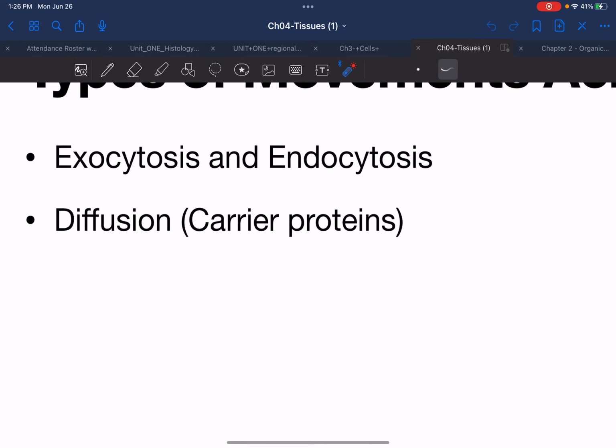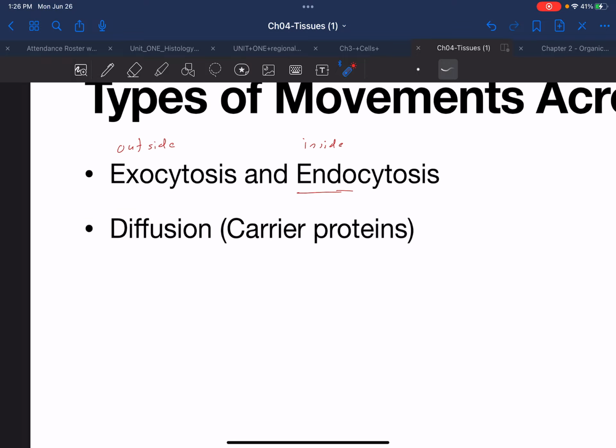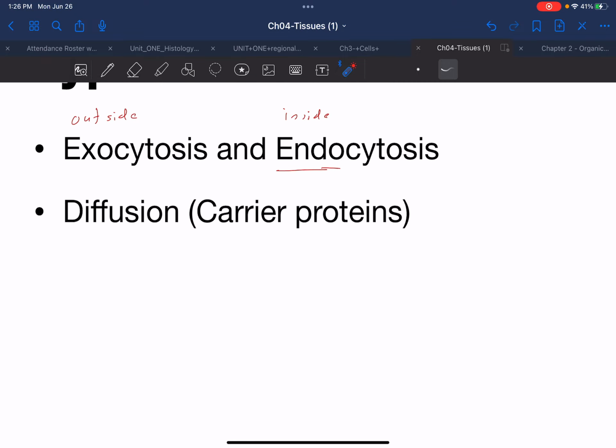And so in Latin, exo means outer or outside, and endo means inside. And then cytosis is the process of going in or out of a cell. So exo means to go out of the cell, endo means to go in, and the word diffusion is a very complex word to mean something very simple.